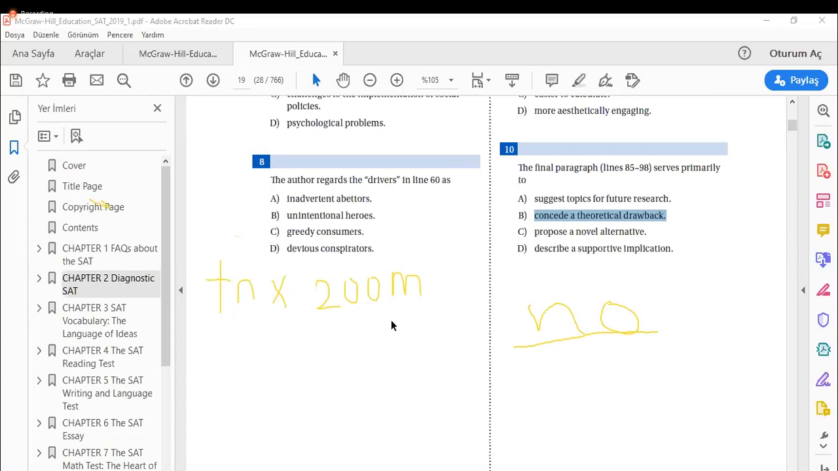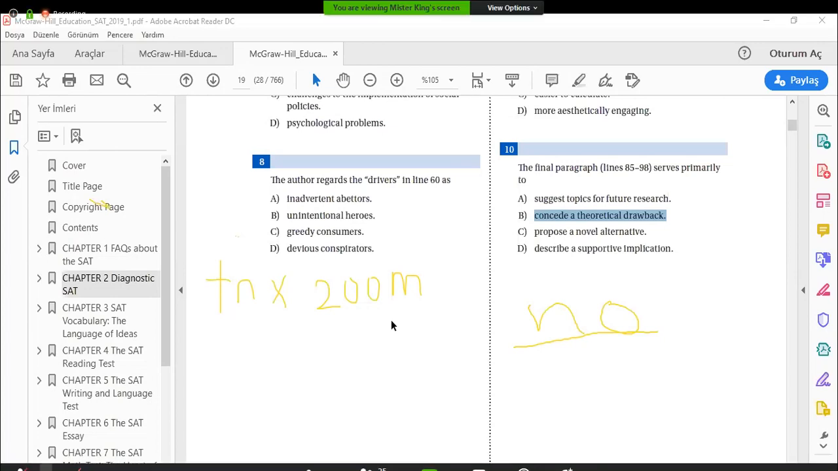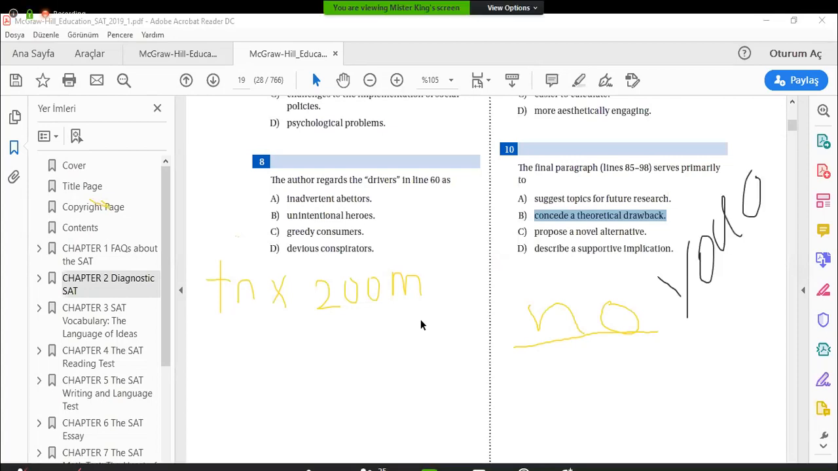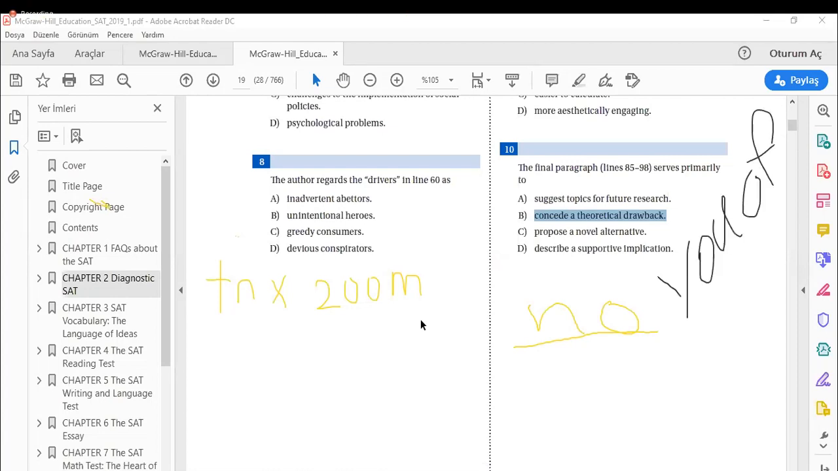Any recommendation, Mohammed, for the materials for the studies? No, teacher, I don't have any. As I told you, in the rest of our studies, we will mainly focus on this material. Teacher, can you explain question choice D, please? Why in question 10 is the answer D? It somehow supports the previous explanations in the previous paragraphs. So that's why we say it describes a supportive implication. Okay, teacher.